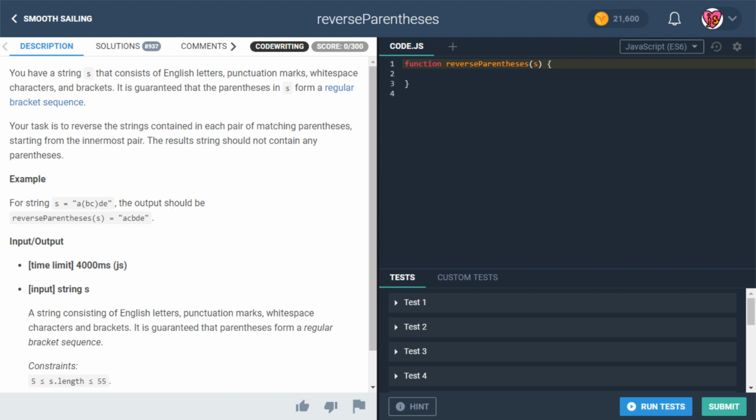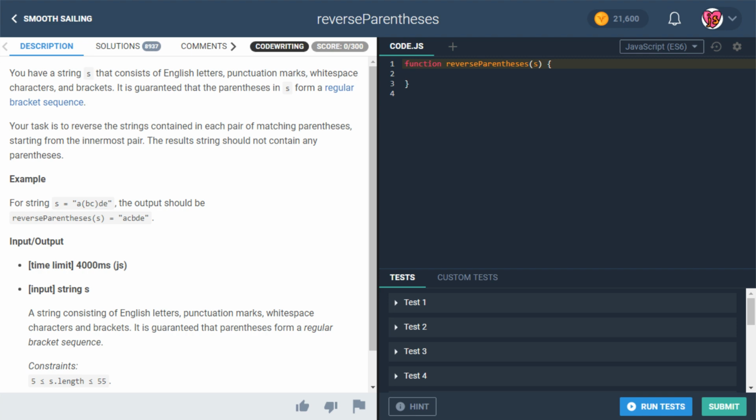You have a string S that consists of English letters, punctuation marks, whitespace characters, and brackets. It is guaranteed that the parentheses in S form a regular bracket sequence. Your task is to reverse the strings contained in each pair of matching parentheses, starting from the innermost pair. The result string should not contain any parentheses.